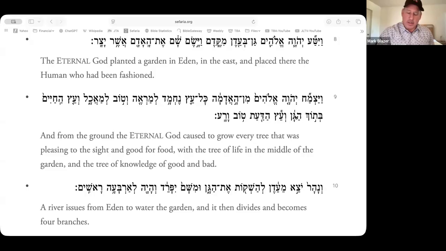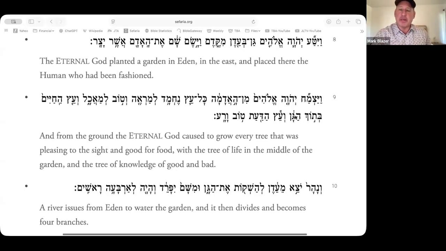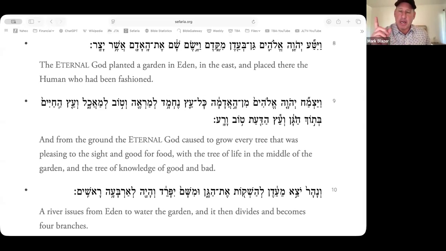And the garden had these trees in the middle of it, right? With clearly the focal points. And there's two trees, right? There's the tree of life, and then there's the tree of knowledge of good and bad. So those are told at the beginning. These are the center, if you will, of the garden. And the human being is placed there. Right now, again, it's only one human being.